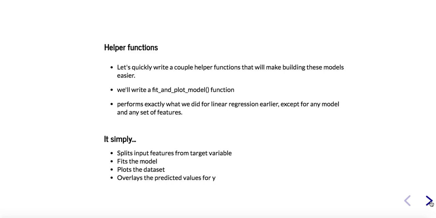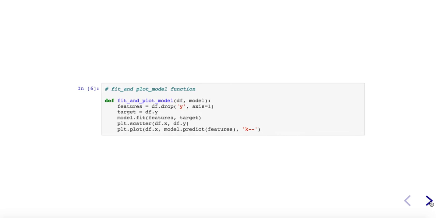One function is the fit and plot model function, a reusable function. Whenever we are trying to fit and plot a model, we are doing the same task again and again. We split the input feature from the target variable by writing a set of instructions, then call the fit function of the linear regression model with those two parameters, features and target. Then we plot the data set and overlay the model on top of the scatter plot. So let us put all of that into a simple function and execute.